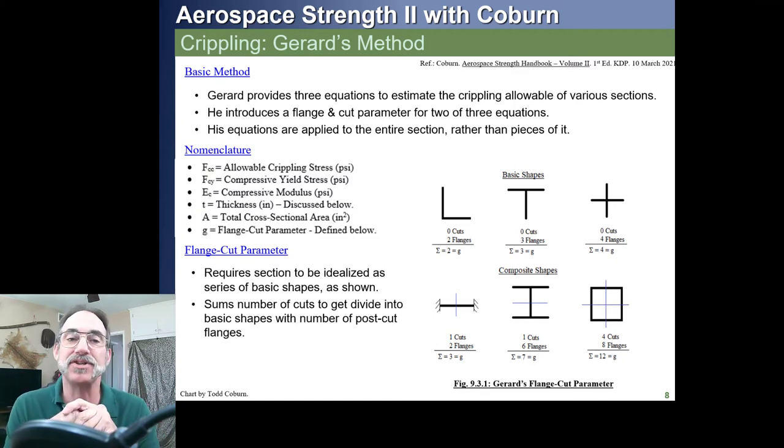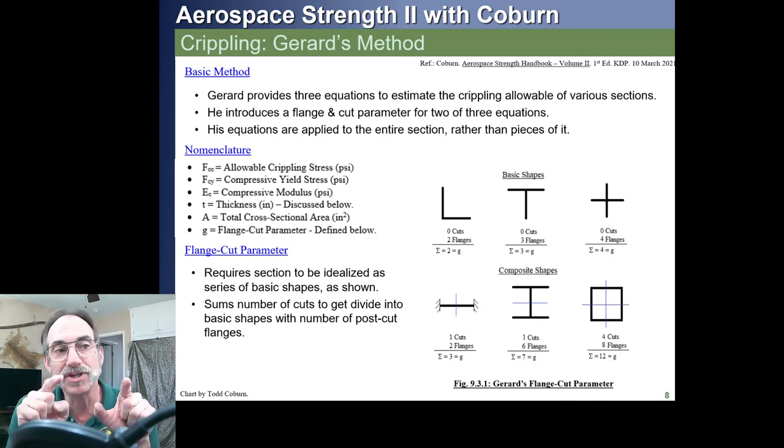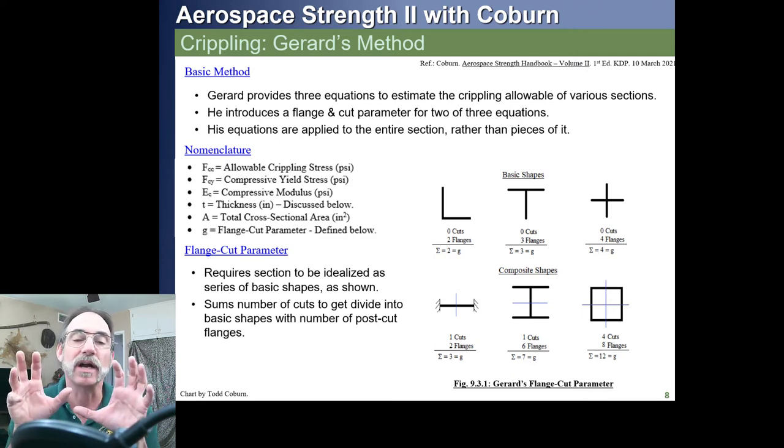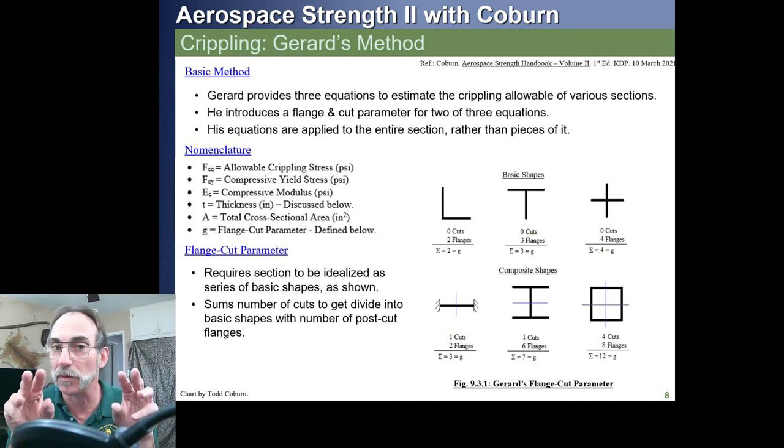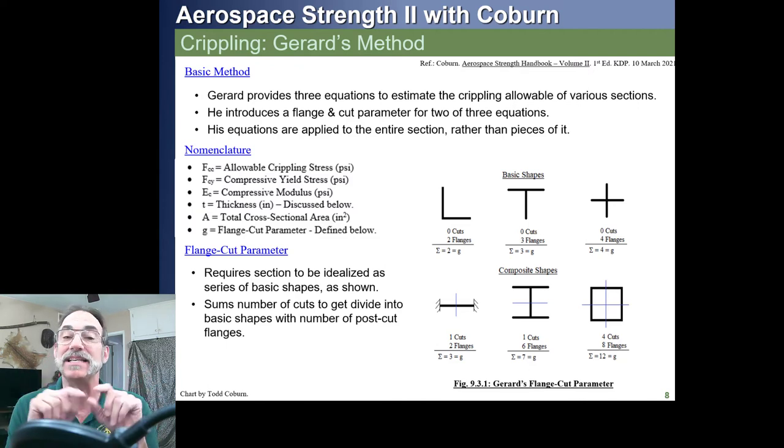Okay, so what Girard suggests is he says, look, there are some basic shapes. An angle is a basic shape. That's what Needham used. A T is a basic shape. A crucifix or a cross is a basic shape. And based on that, we're going to cut up the members. Remember, with Needham, we cut it up into a bunch of angles. With Girard, you're going to cut it up into multiples of some of these basic shapes until it's broken into these basic shapes. You're going to cut it until you have angles, T's, or crucifixes.